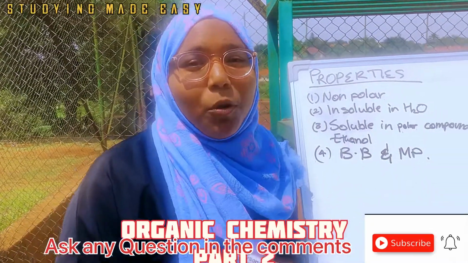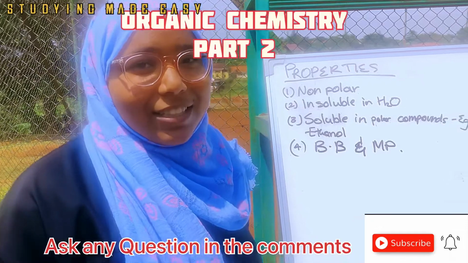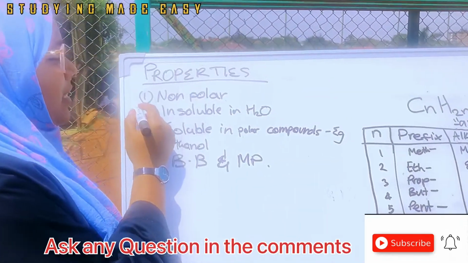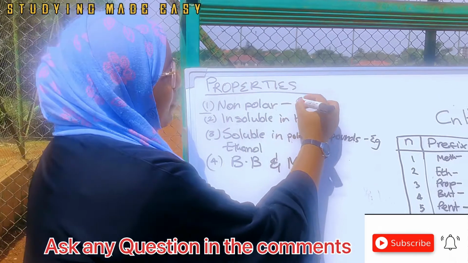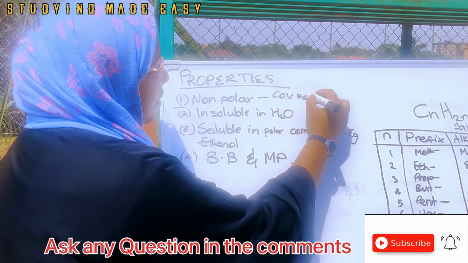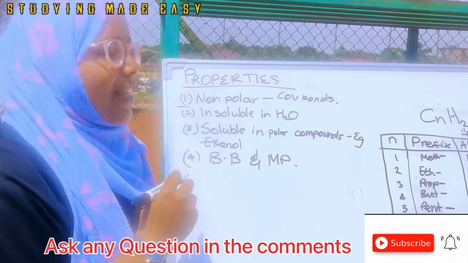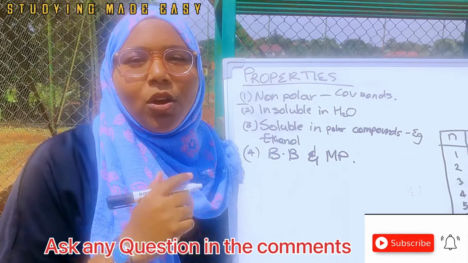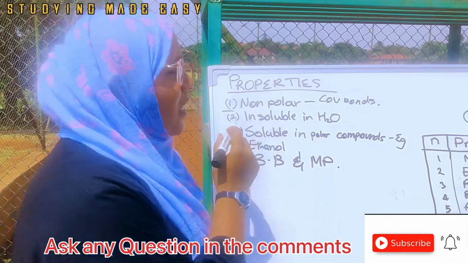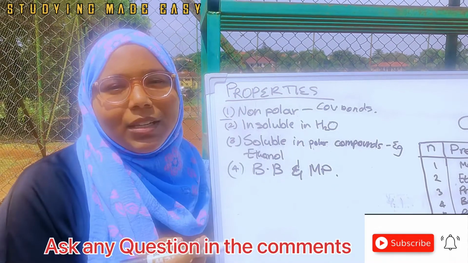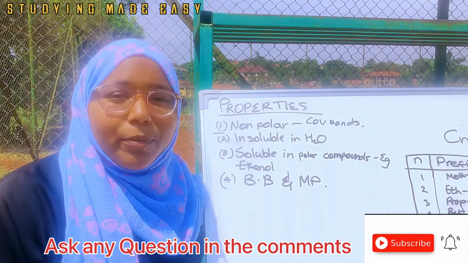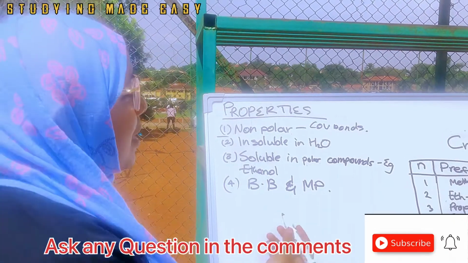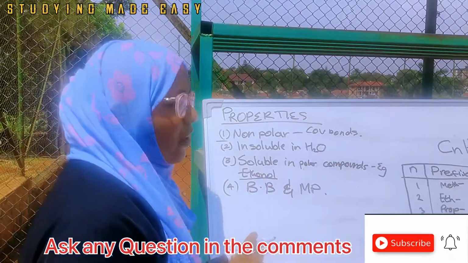I am Nabiha and we're going to continue with part 2 of organic chemistry. So we're going to look at properties of alkanes. The first property is they are non-polar. This is mainly caused by the covalent bonds, right? And then it's insoluble in water, because it's non-polar, it cannot be soluble in water. Next, it is insoluble in polar compounds. An example is ethanol. Alright?